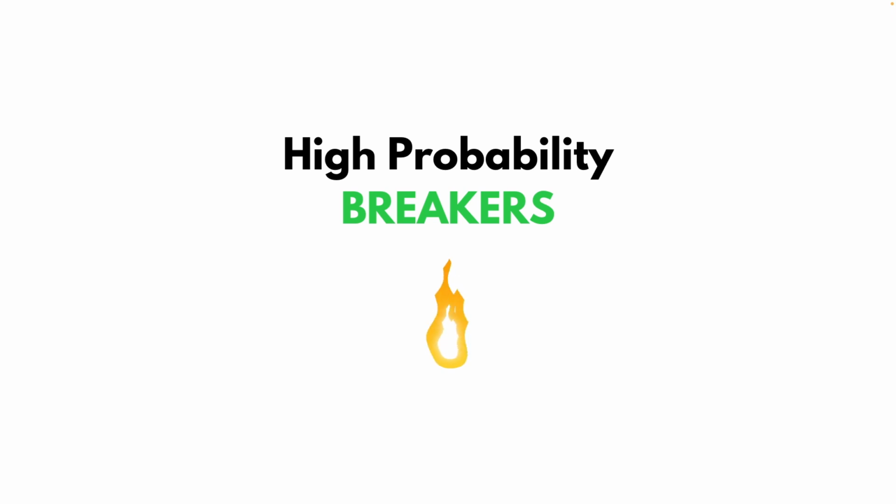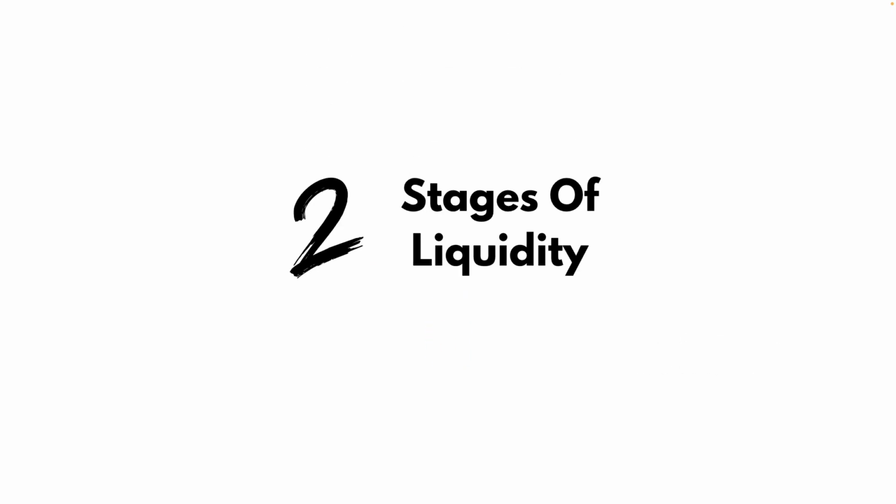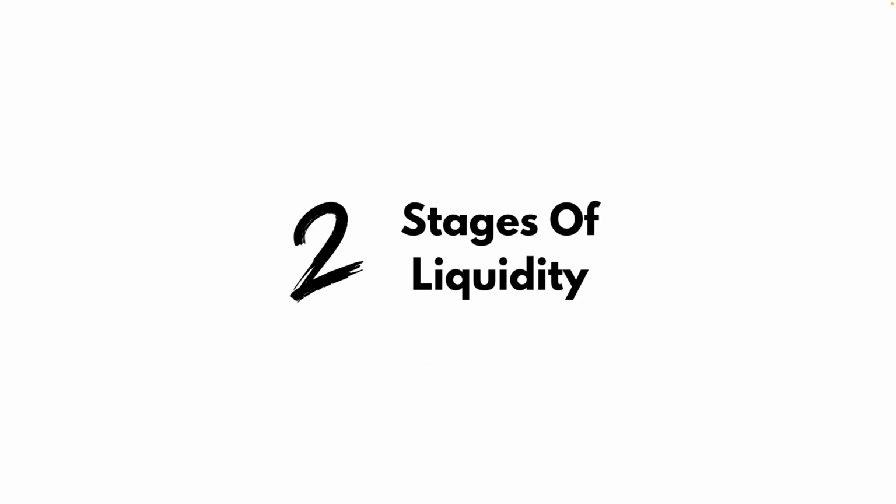High probability breakers, part 2. A high probability breaker will have two stages of liquidity. Stage 1 is lower time frame liquidity. This is the inducement stage, which is falling just short of stage 2, which can be higher time frame liquidity, session liquidity, relative equal highs, or relative equal lows. This will make a bit more sense once we get to the examples in the charts later in this video.